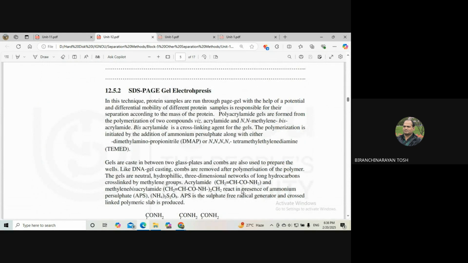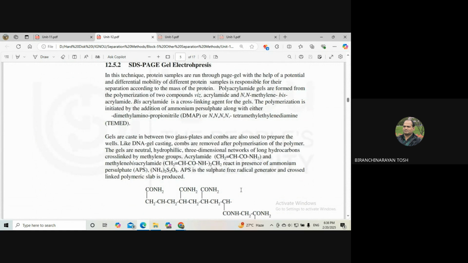Then the SDS PAGE gel electrophoresis. In this technique, protein samples are run through a gel with the help of potential, and the differential mobility of different protein samples is responsible for their separation according to the mass of the protein. Polyacrylamide gels are formed from polymerization of two compounds, acrylamide and N,N-methylene bisacrylamide. Bisacrylamide is a cross-linking agent.